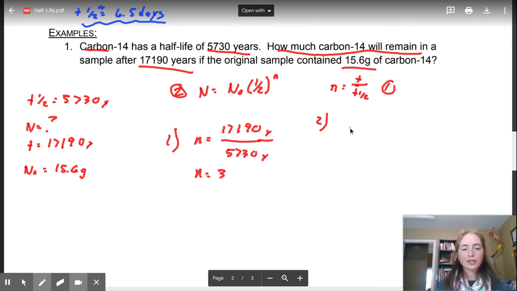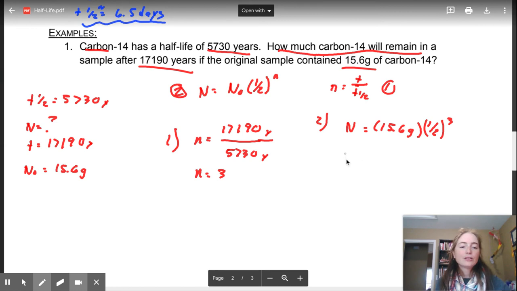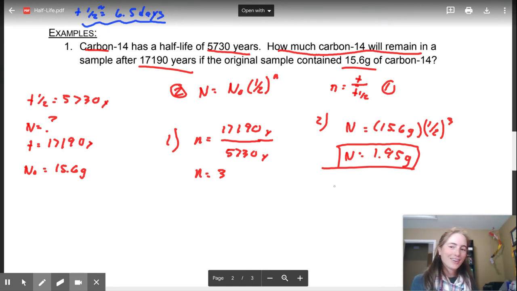Our second step is where I'm going to take this equation here to get N. N0 is our 15 grams, times 1/2 to the power of 3 half-lives. So plonk that into your calculator properly. Once you do so, you get 1.95 grams. And that has our sig digs, and that has our units. Alrighty-o?